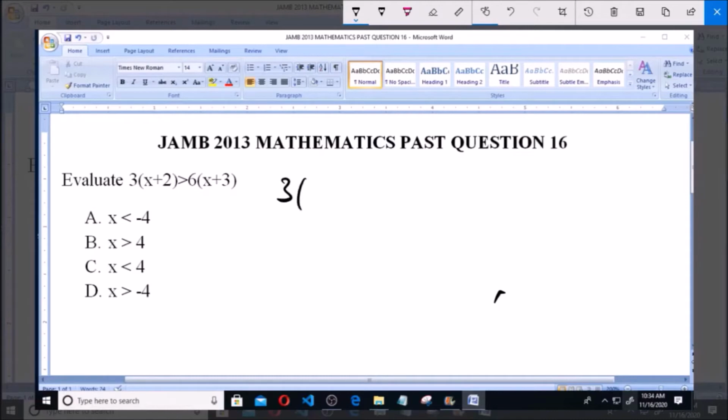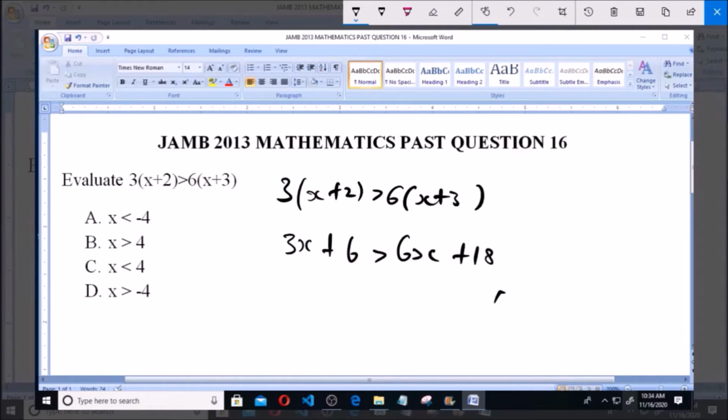So we are given 3 into x plus 2 is greater than 6 into x plus 3. Now from here, opening the bracket, we'll have 3x plus 6 is greater than 6x plus 18. Now collecting like terms, we'll have 6 minus 18 is greater than 6x minus 3x. So from here we'll have minus 12 is greater than 3x.